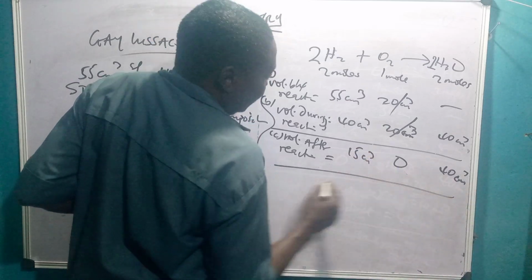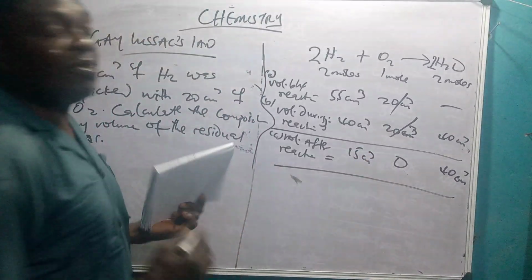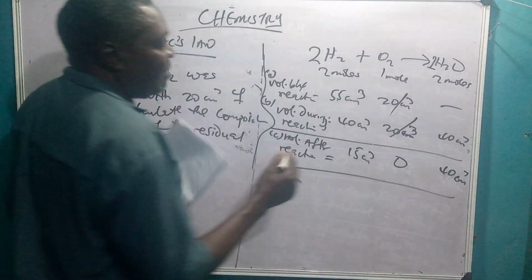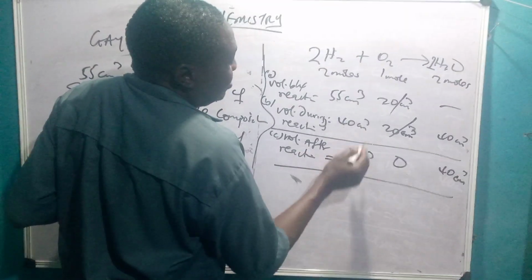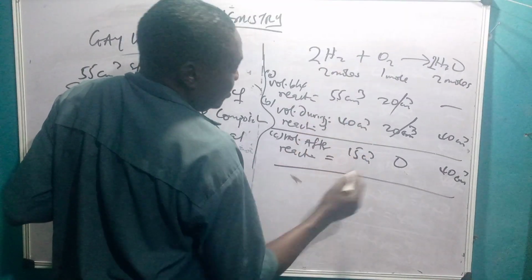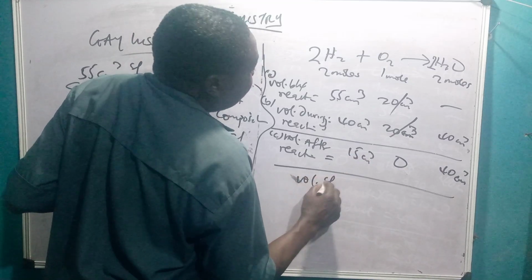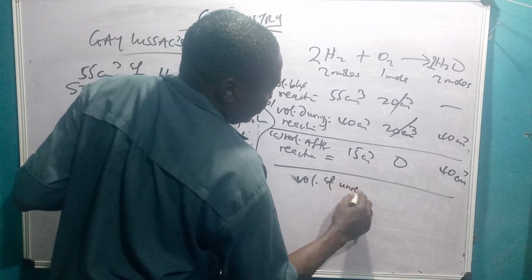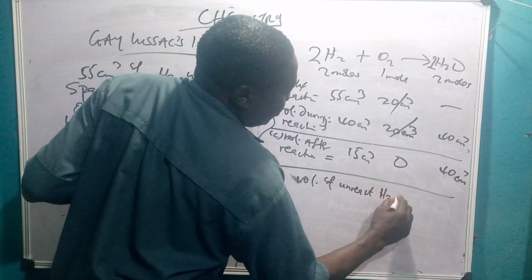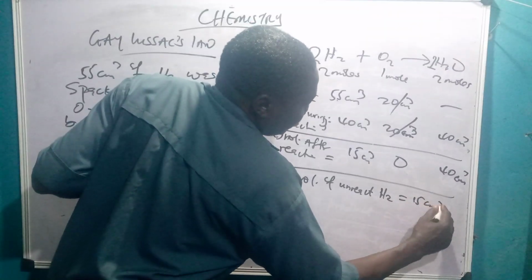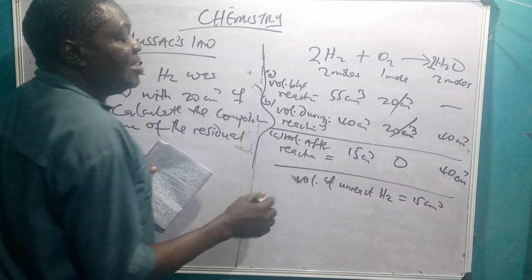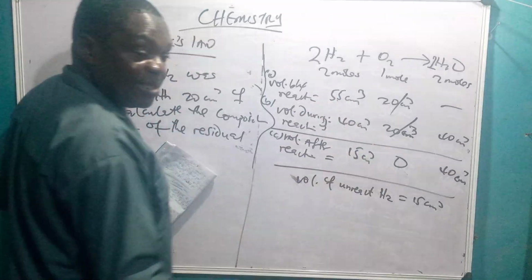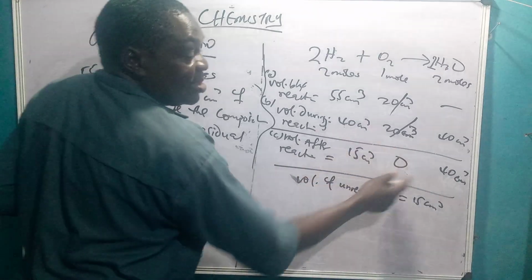So if you look at this volume, the question may be asked, which of the reactants is in excess and by how much? The value that is in excess is 15. It's hydrogen, by 15. So you say volume of unreacted hydrogen is 15 cm³, or volume of excess hydrogen. It means out of the 55, 40 reacted, remaining 15 that did not react. So it's still present, and the product is also present.